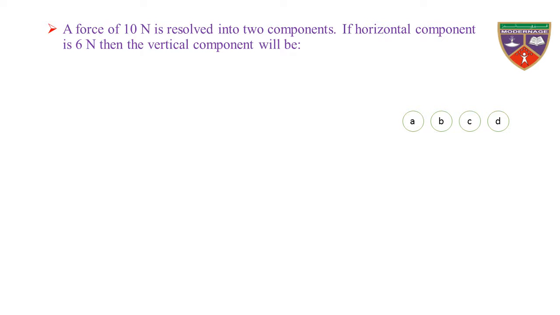The force of 10 Newton is resolved into two components. If a horizontal component is 6 Newton, then the vertical component will be: option A 4 Newton, option B 8 Newton, option C 10 Newton, option D 12 Newton. The key is 8 Newton. Therefore, the correct option is B.